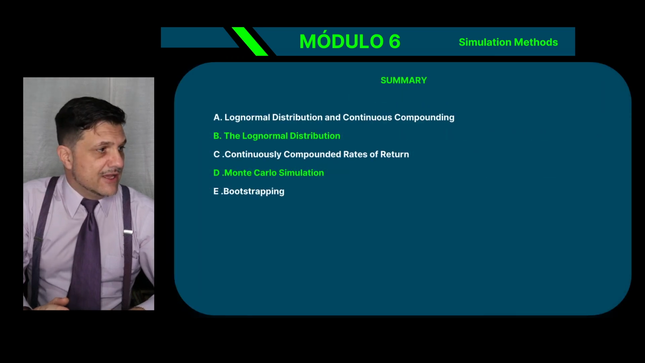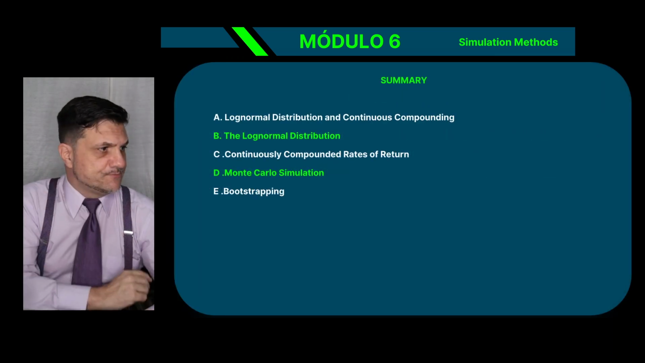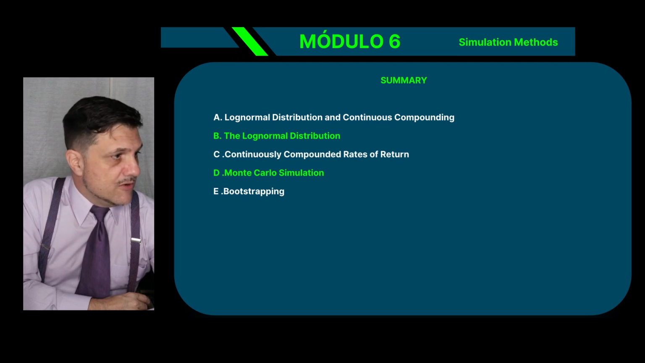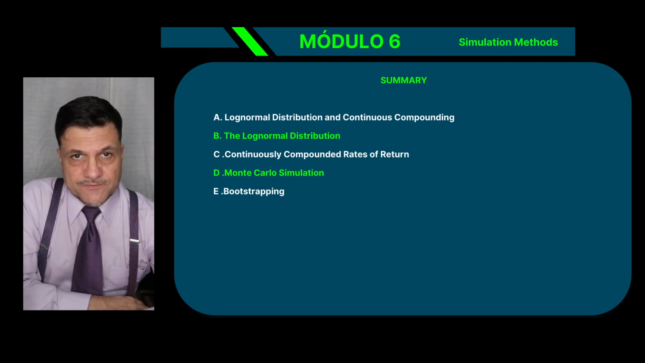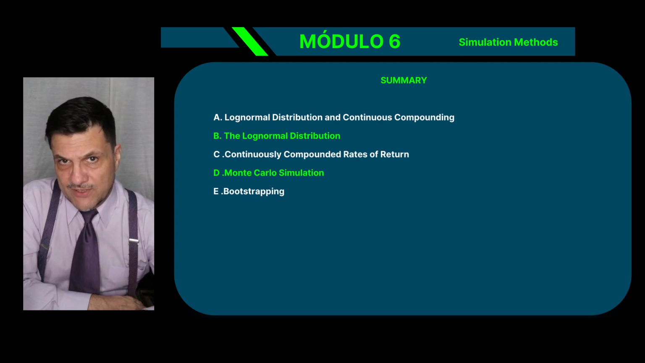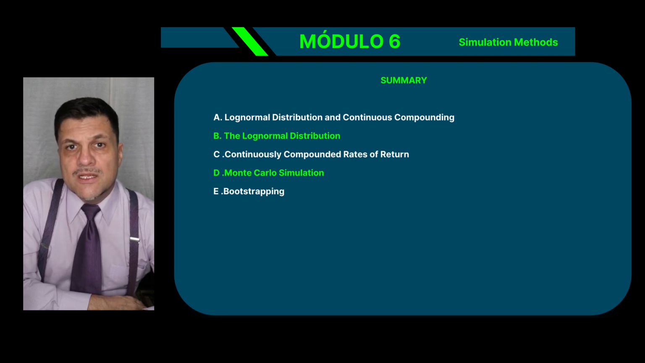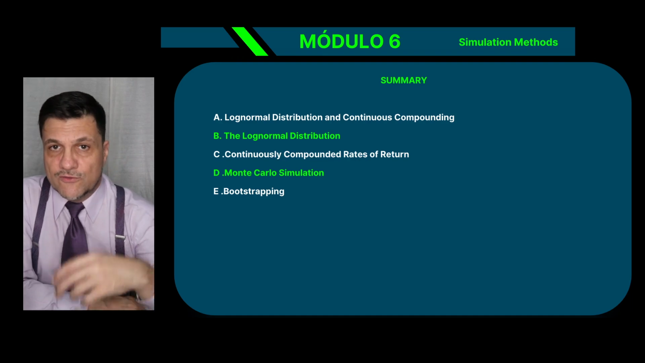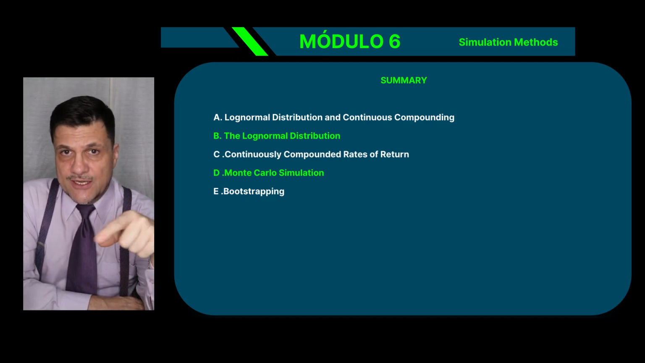Look, we have like 5 key points here. The log normal distribution, okay, the continuous compound rate of return. That's not going to be log normal. Returns could be positive or negative, so returns are going to be more like a normal distribution or a T distribution. Monte Carlo simulation, definitely, and the bootstrapping. That's it. We're just going to cover all of those topics, and then you're going to practice.